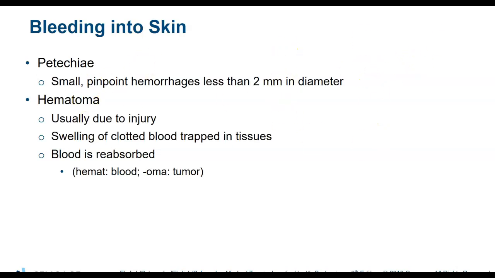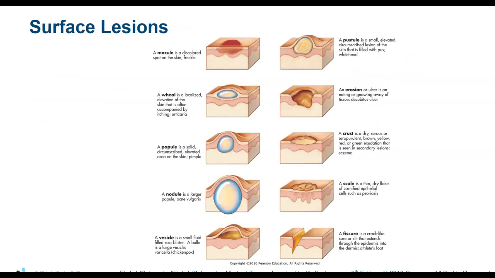Now we get to talk about all these cool surface lesions, and I'm just going to buzz through them. They talk about them in detail in your book. But a macule is a discoloration on the skin. So this is going to be like a freckle. It's not something that's raised. It's just a discoloration on the flat skin.